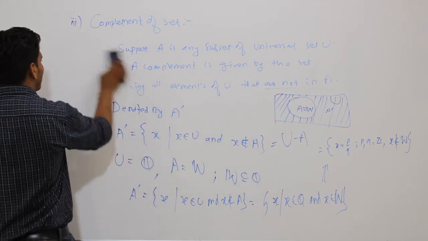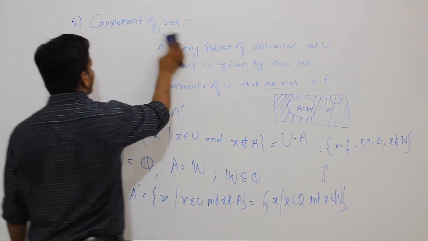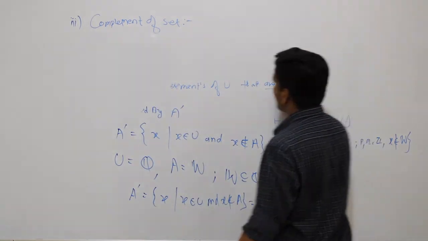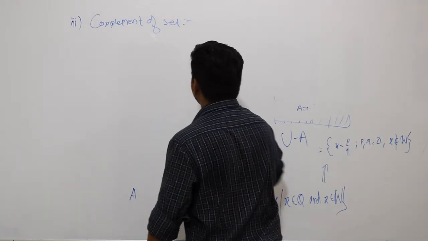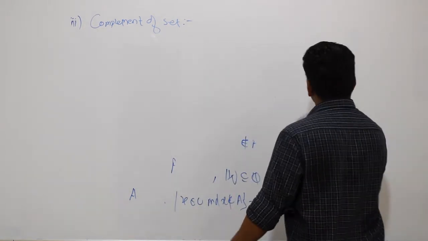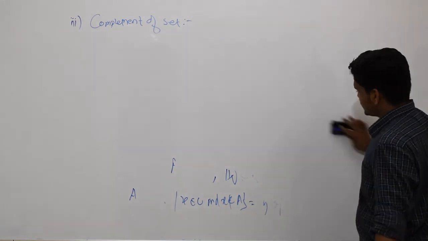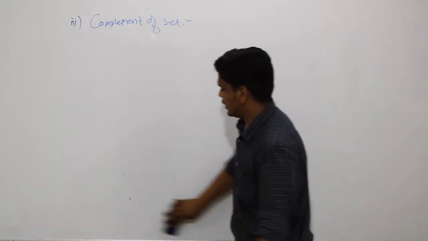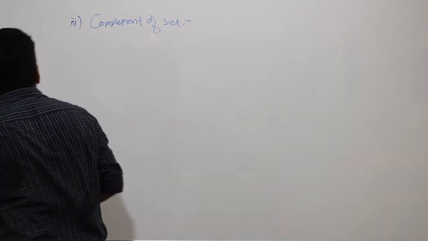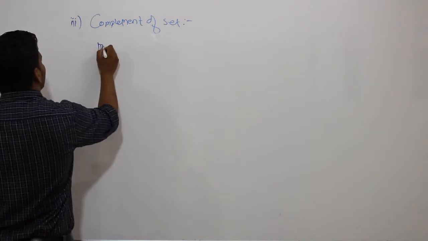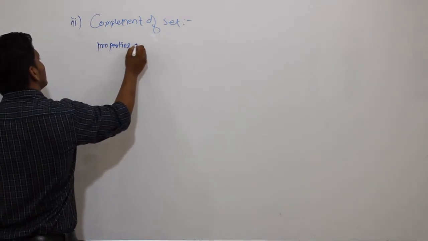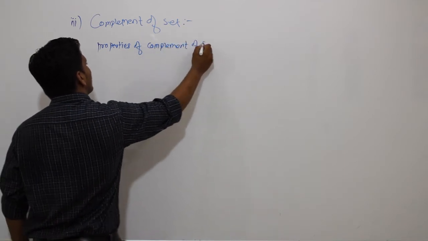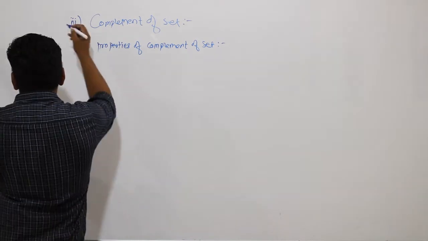Okay, now we will quickly see some standard sets and their complements. We will consider some properties of complement here. Just quickly हम अभी देख लेंगे what are the properties of the complement of a set. For this I will take the first property. Properties of complement of a set.